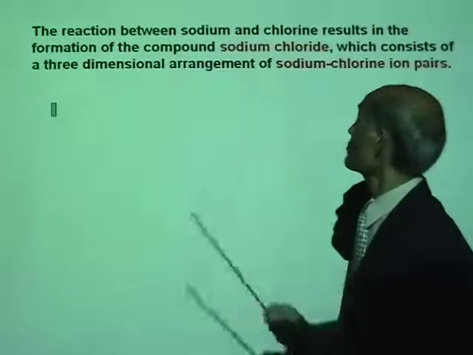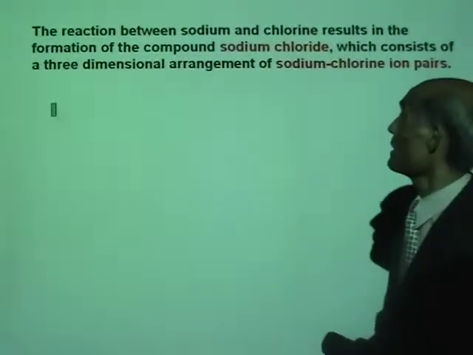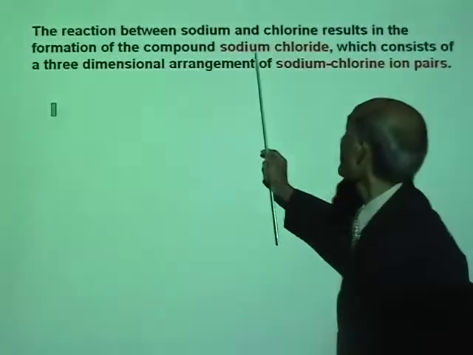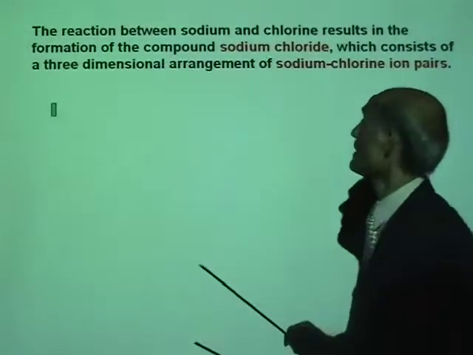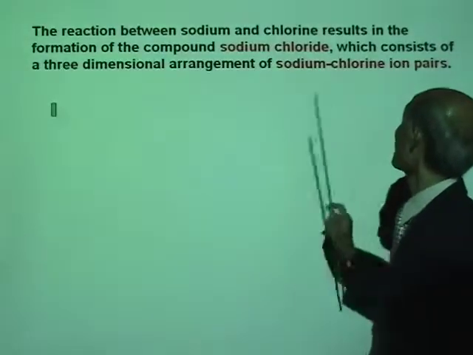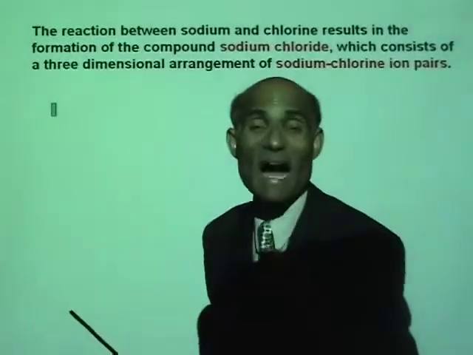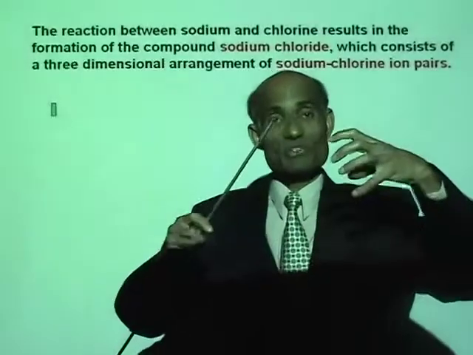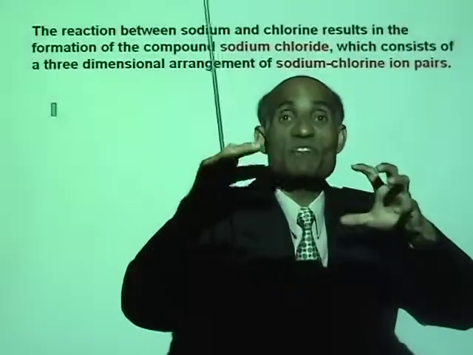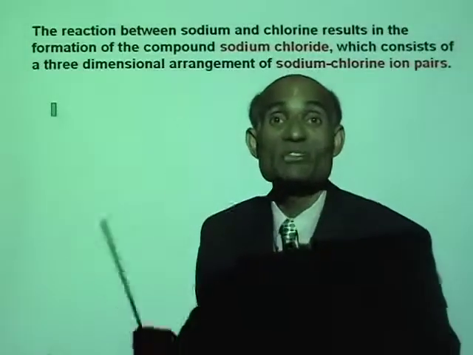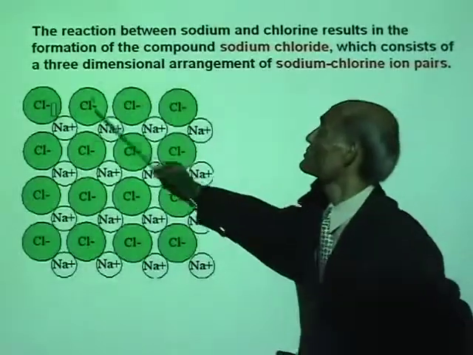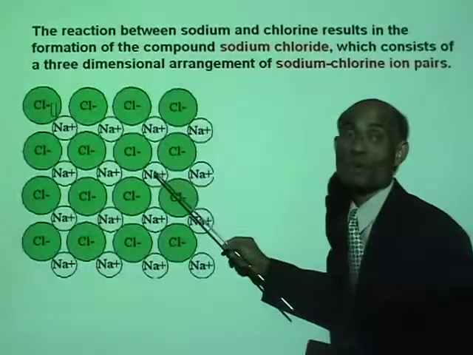The reaction between sodium and chlorine results in the formation of the compound sodium chloride, which consists of a three-dimensional arrangement of sodium and chlorine ions. So the sodium and chlorine ions are arranged in some fixed patterns in a three-dimensional space, giving rise to what we call sodium chloride.